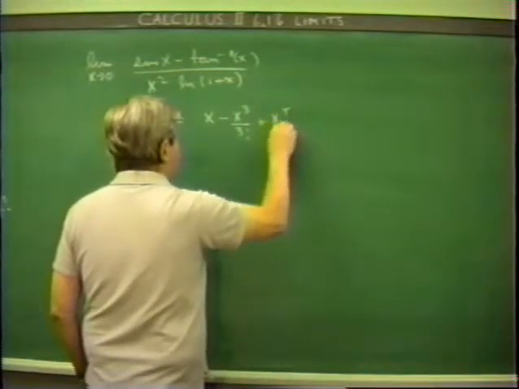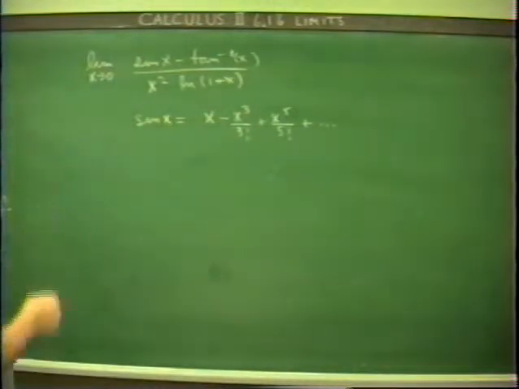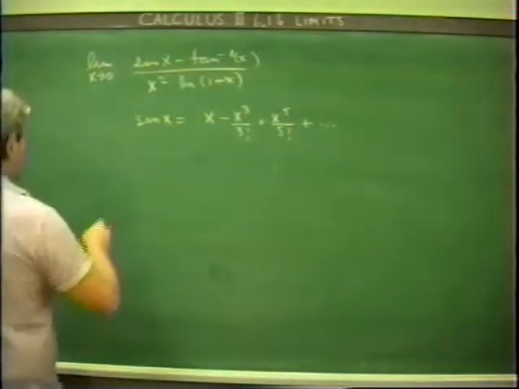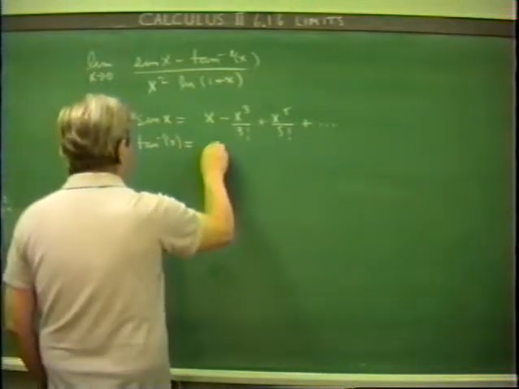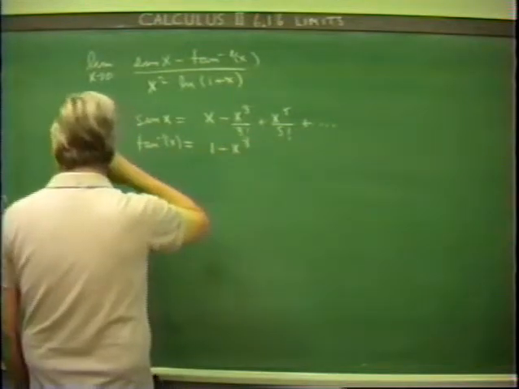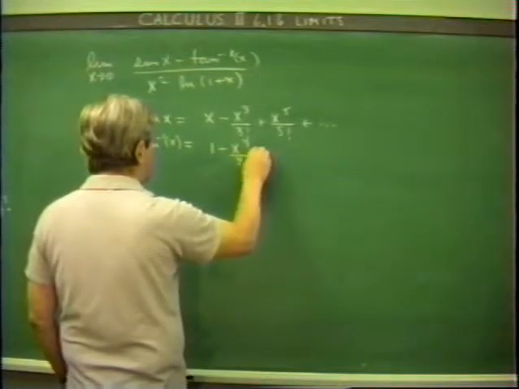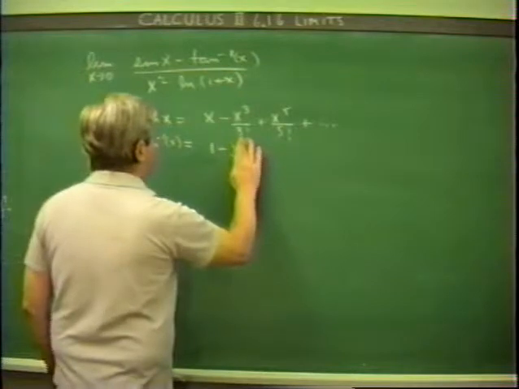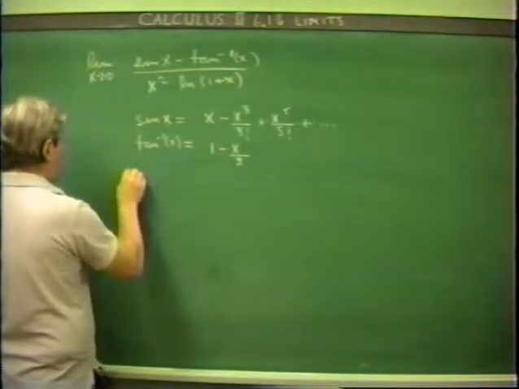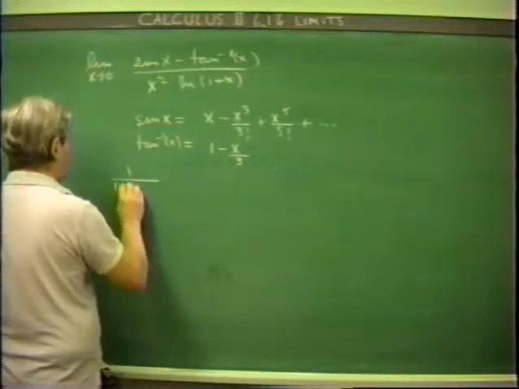Sine x is equal to x minus x cubed over 3 factorial plus x to the 5th over 5 factorial plus higher terms, with higher exponents. Tangent inverse of x, let's get tangent inverse of x.